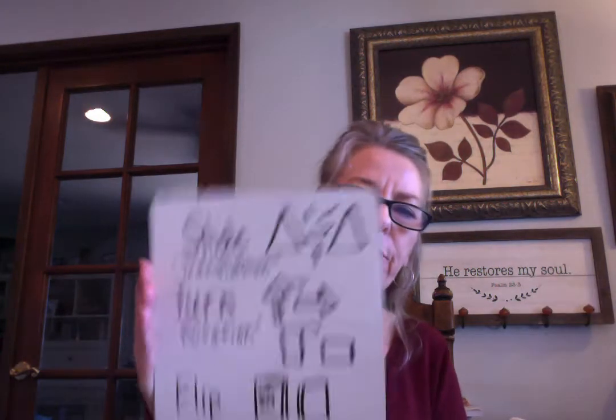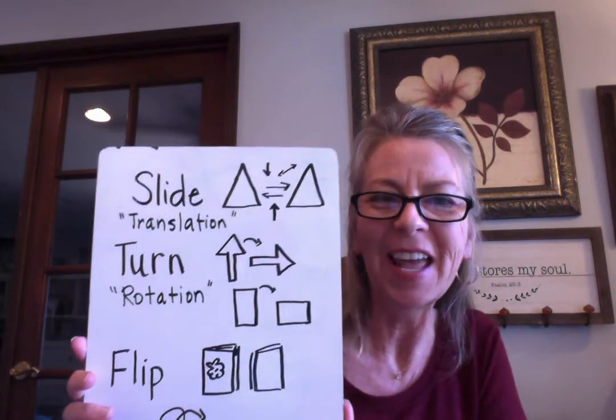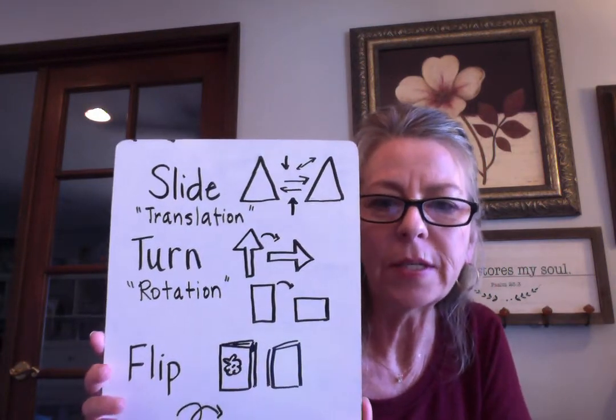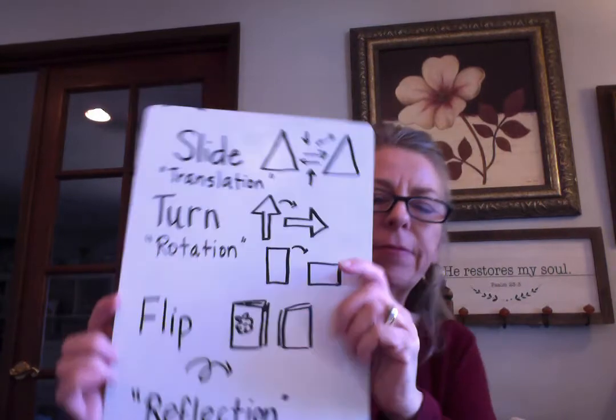Okay, kiddos, today for math, we are going to do an activity that may not seem like math, but it is using geometric shapes and explaining how those things might move. All right, so let me give you just a quick explanation. We're talking about three different ways that a shape could move. One is a slide, one is a turn, and one is a flip.